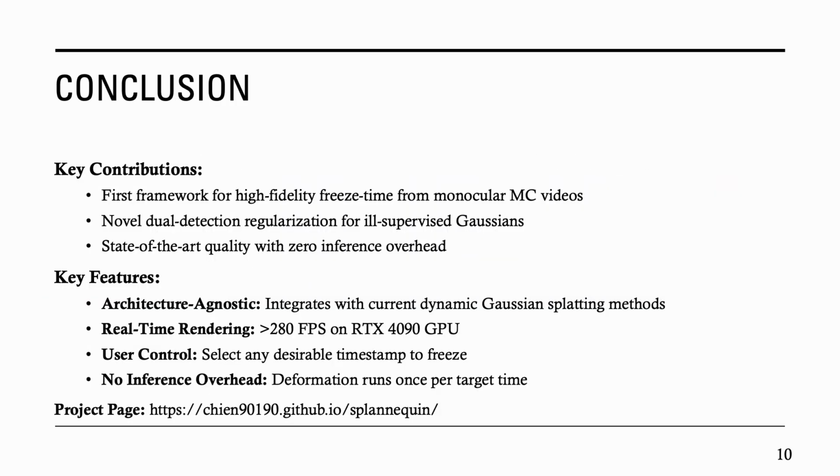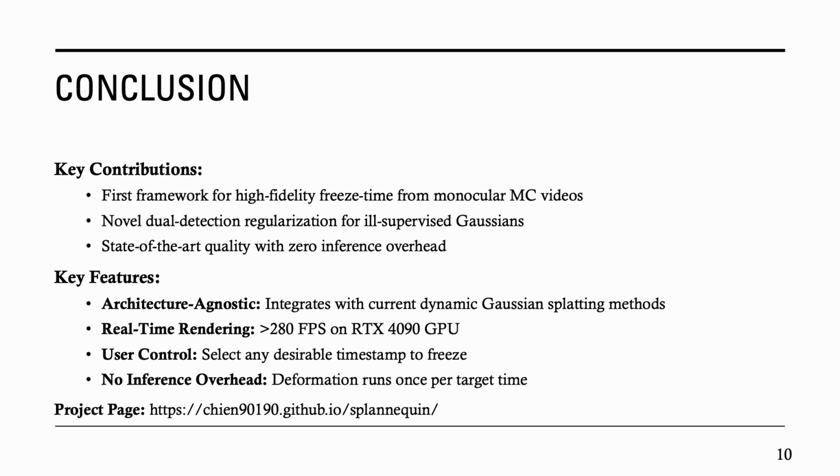Splannequin solves a challenge that's never been addressed before: creating high-fidelity freeze-time reconstructions from casual monocular videos. What used to require $750,000 camera rigs now works with a single camera. We introduced three contributions. First, a framework built specifically for freeze-time synthesis, not motion preservation.